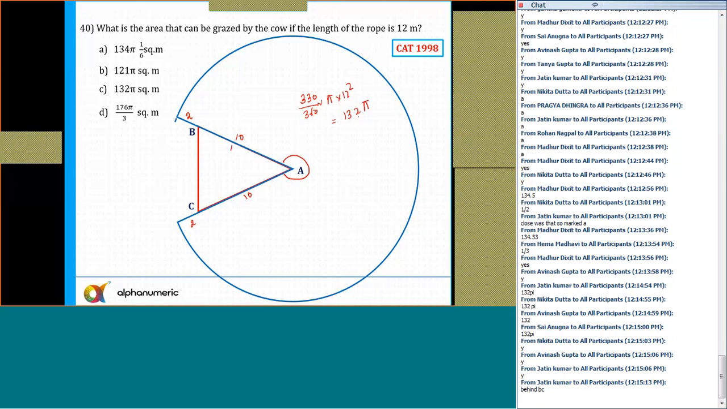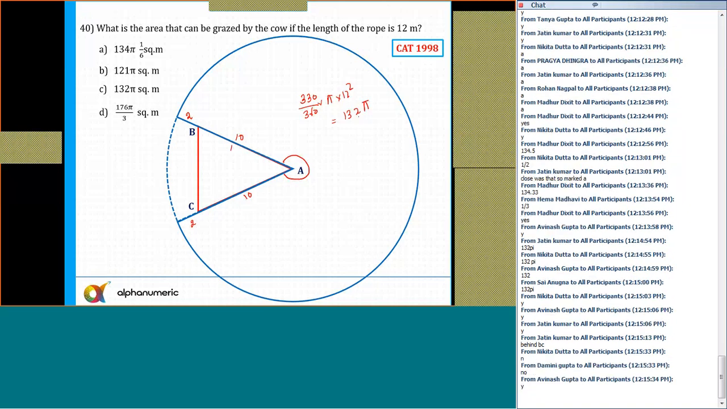Now, can the cow go in this dotted sector? Tell me. The sector which is dotted? No. Because the length of the rope is 12. So remember one thing. If I go like this, this length is nothing but 12. But again, the cow can't travel. Can the cow travel like this?